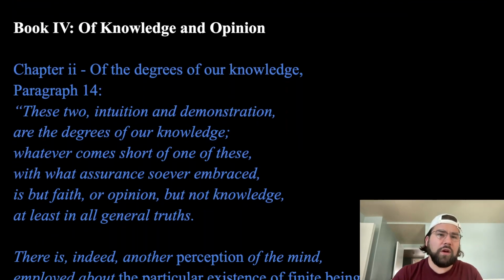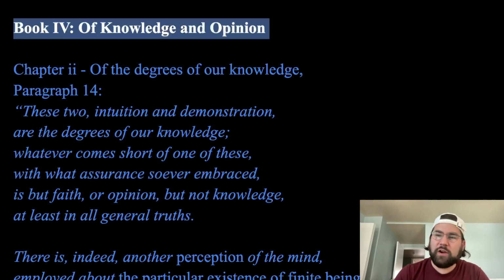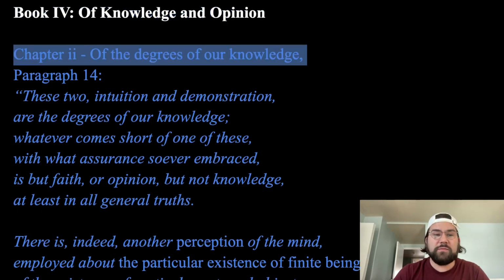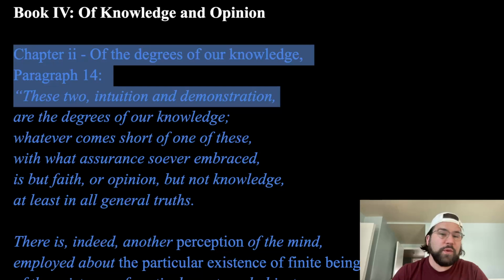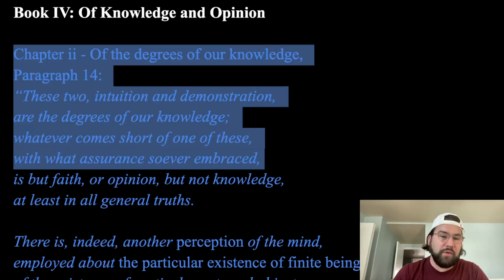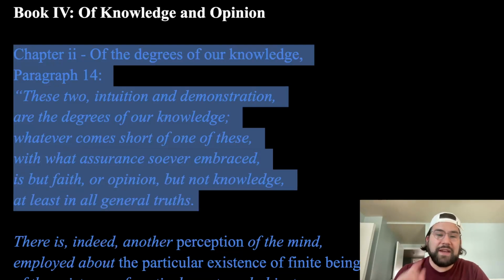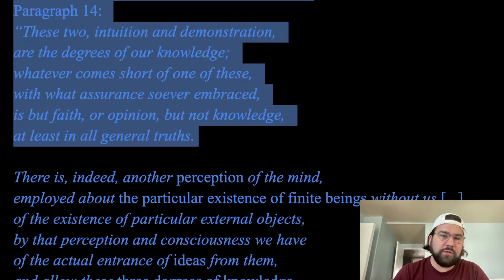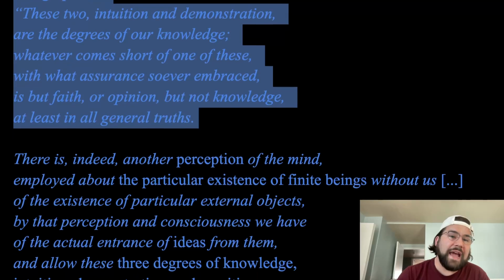Moving on to book 4, Of Knowledge and Opinion, the final book of Locke's essay here. In chapter 2, Of the Degrees of Our Knowledge, in paragraph 14, he says, these two, intuition and demonstration, are the degrees of our knowledge. Whatever comes short of one of these, with what assurance soever embraced, is but faith or opinion, but not knowledge, at least in all general truths. So here he's kind of sorting out the difference between knowledge and maybe just having an opinion on something. He's setting some standards for what counts as knowledge.